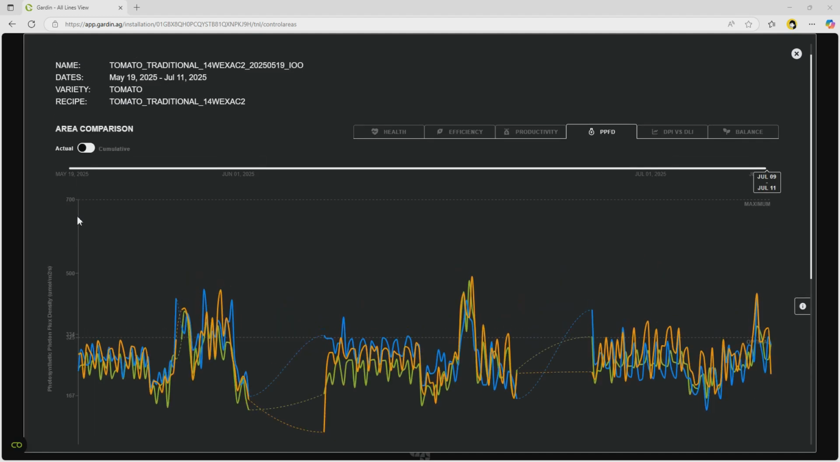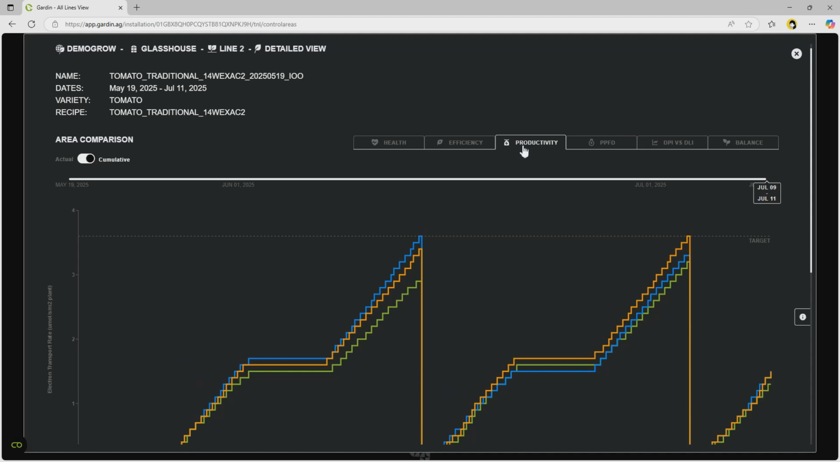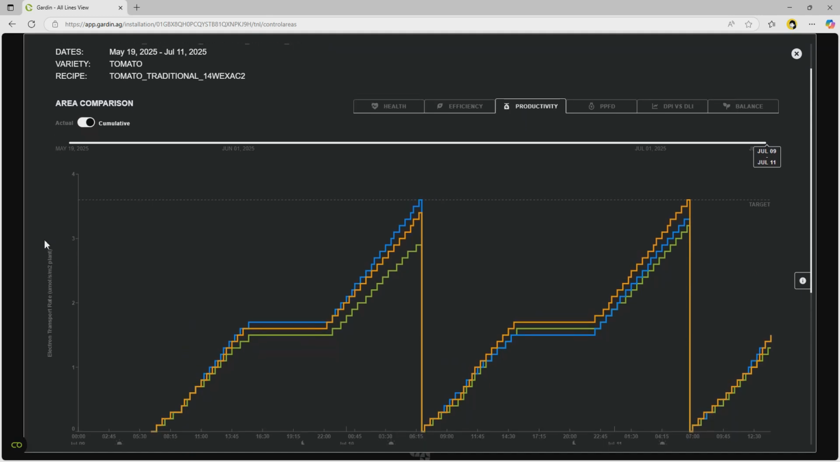Next, let's take a look at productivity. When we multiply the amount of light reaching the plants by the efficiency of their conversion of light into energy, we get the total amount of produced energy, which we call productivity. This energy can then be used to assimilate CO2 into sugar.